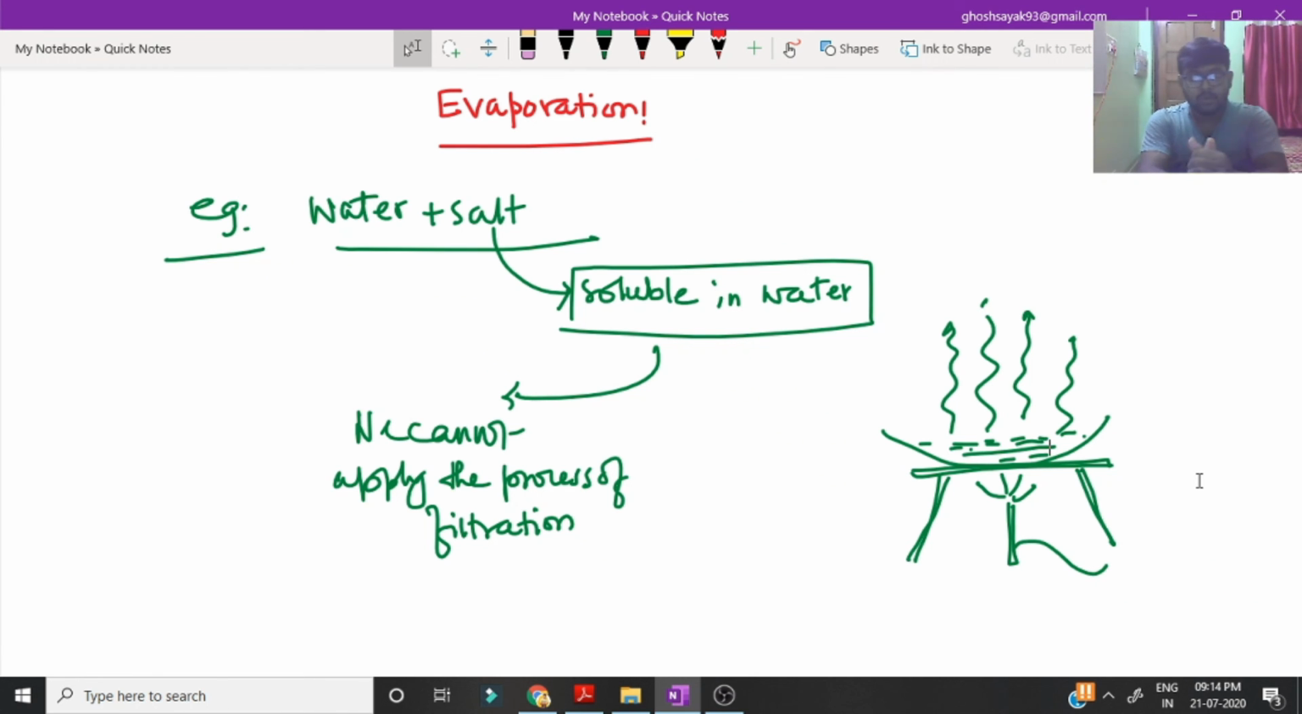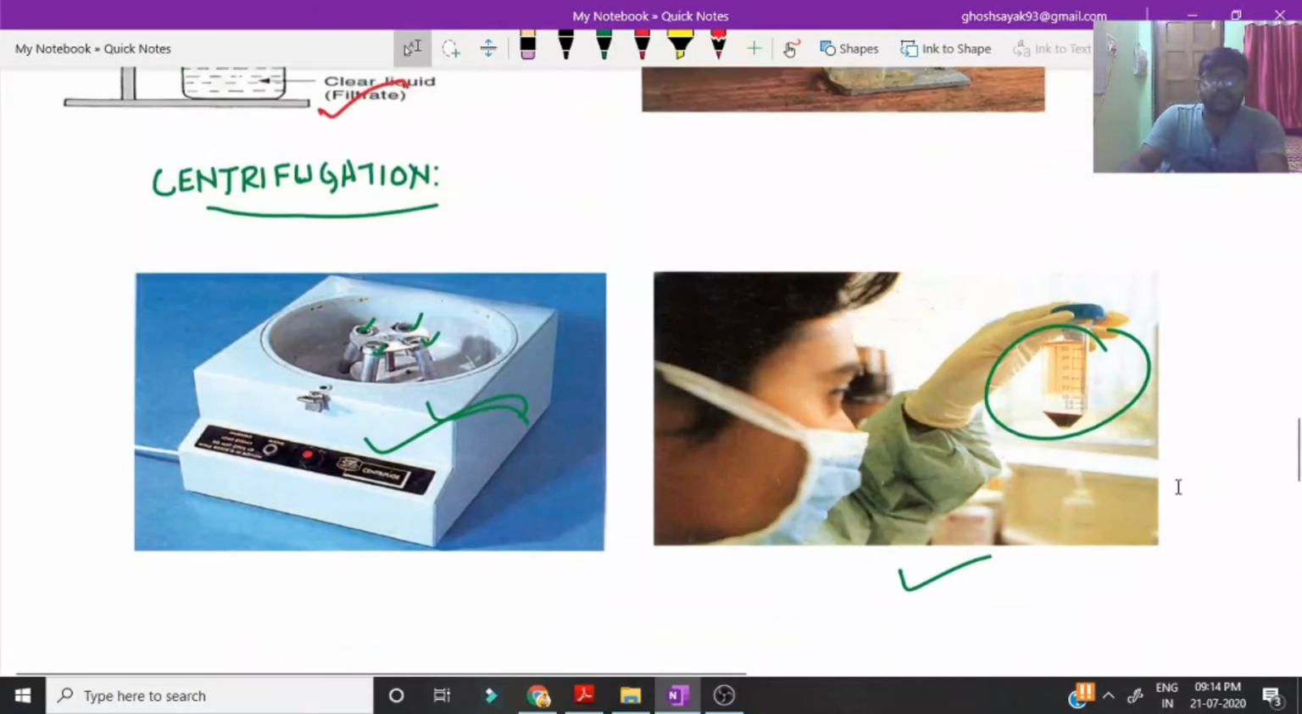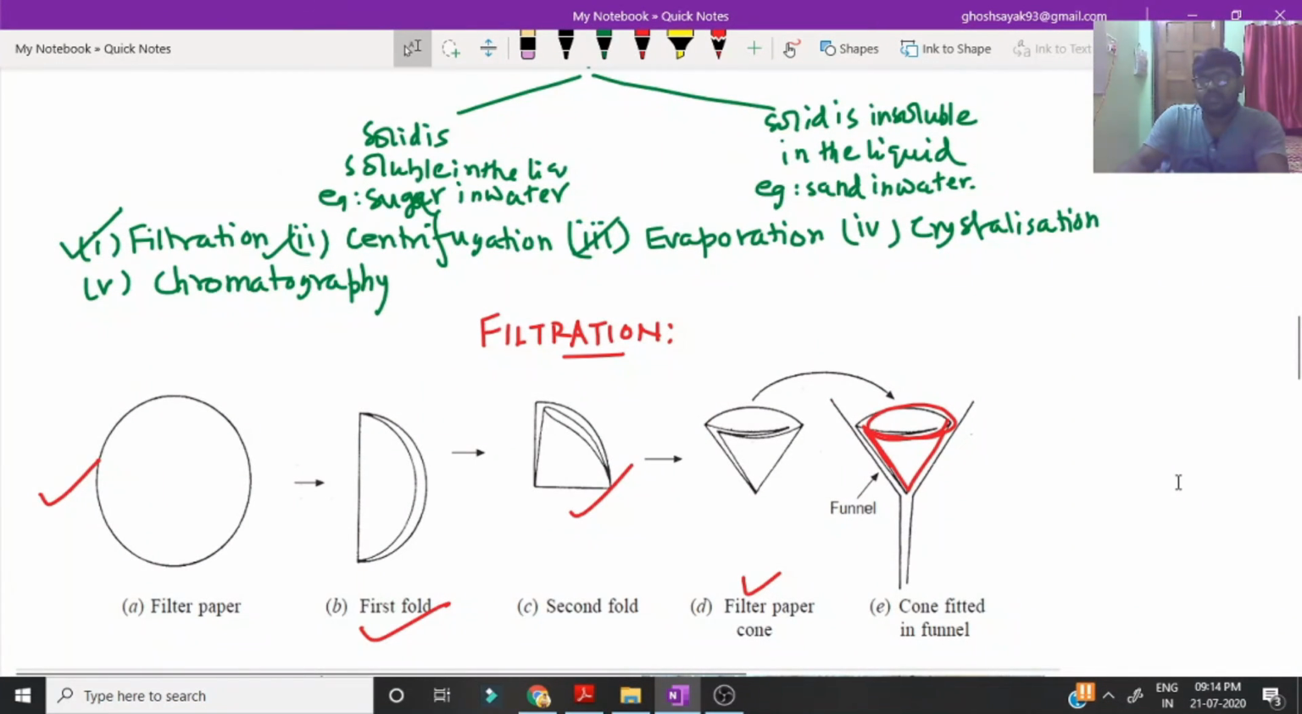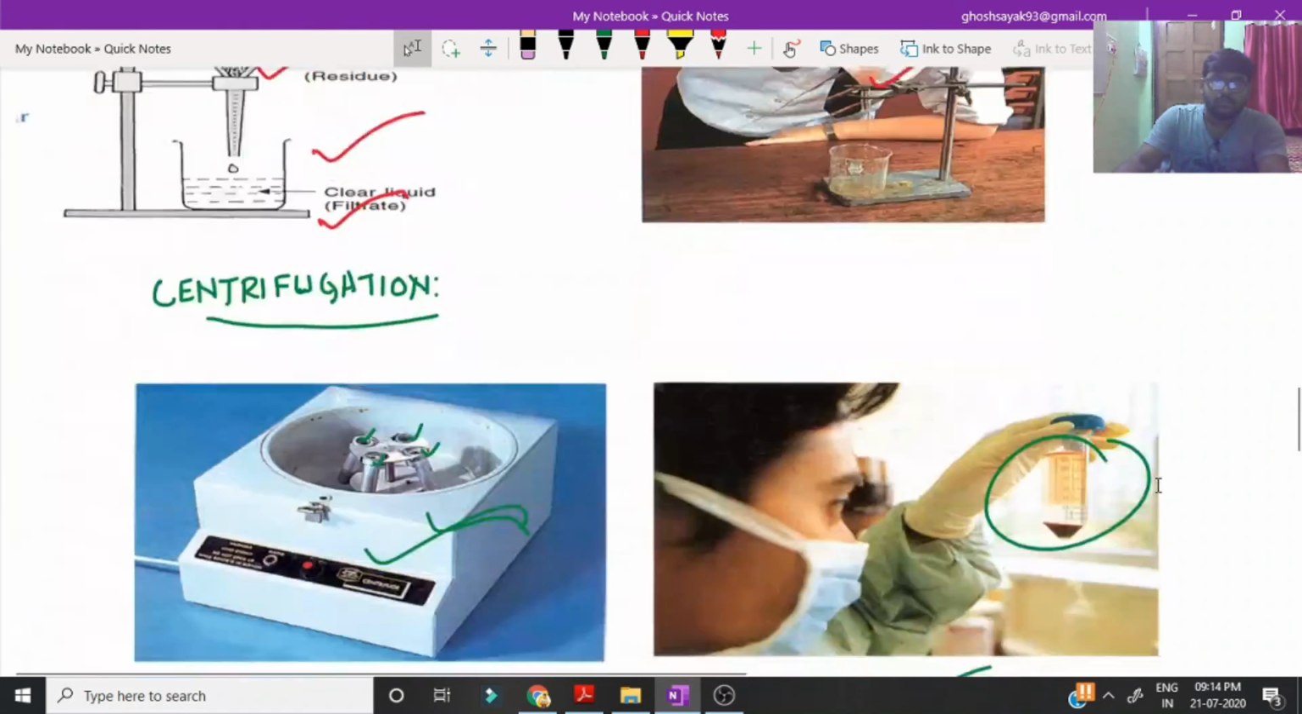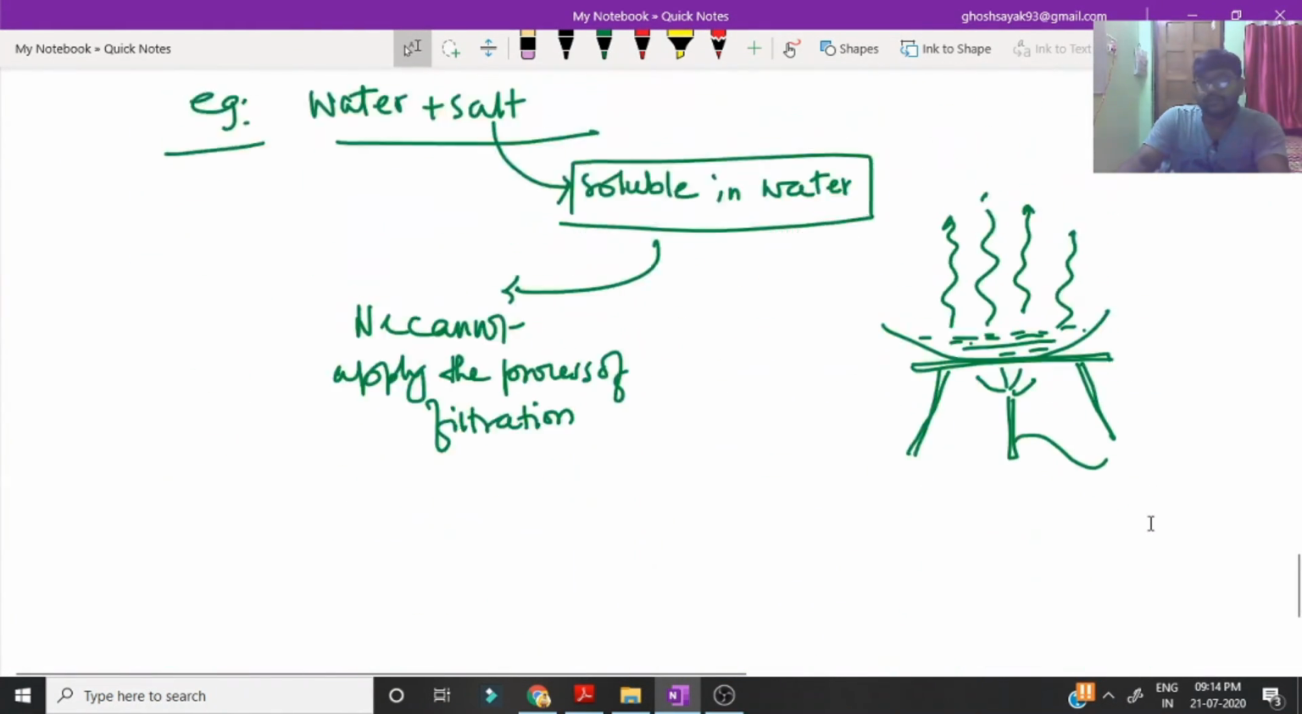So we have seen so many techniques of separation in this class. In the next class we will see some more techniques. After that we will have a discussion about the colloid, and after that this chapter will be finished. We will move on to the third chapter. All right, so that's it for today. Thank you so much.